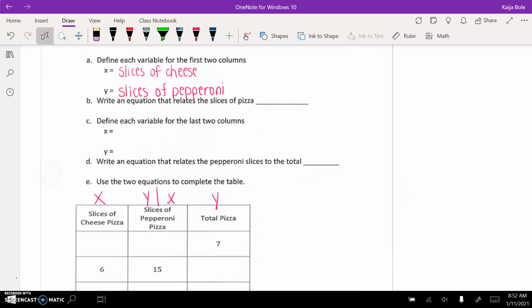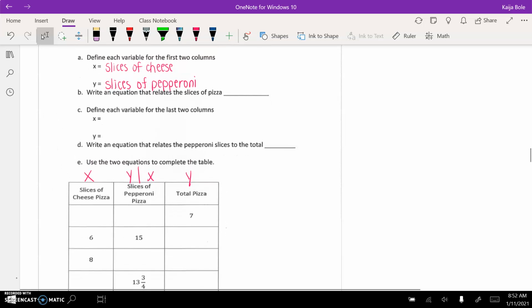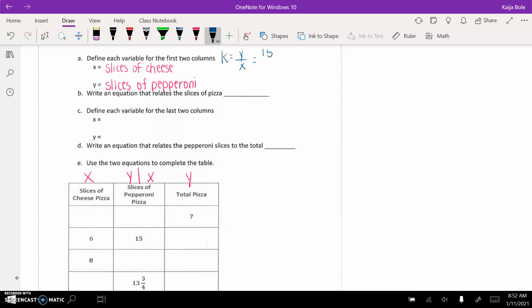So remember, to write an equation, we have to look for a constant. And remember the constant would be k equals y over x. So do we have a y number? Do we have an x number? We have a y that's 15 and then an x that's 6. So I'm using these numbers here. That's a y, that's an x. So our equation, we can simplify that. We can divide them by 3. So it would really be 5/2. So our equation would be y equals 5/2 x.